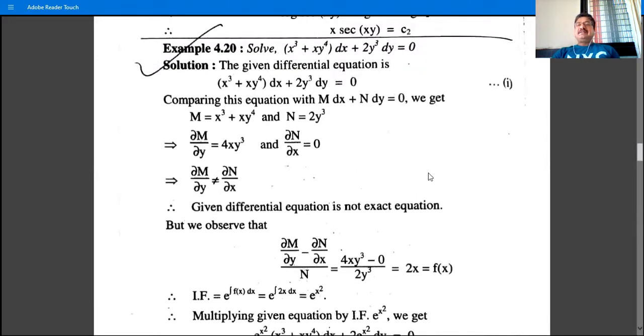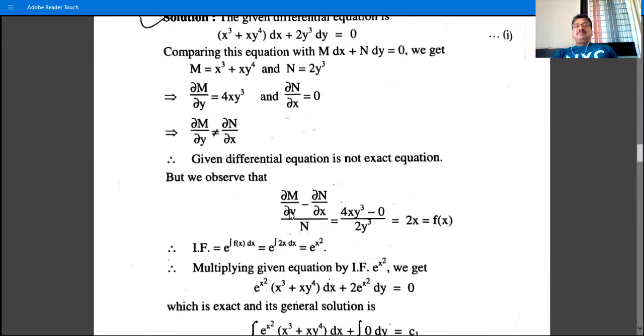There are 6 methods, so I apply them one by one. Apply the 5 rules first. First find dM by dy and dN by dx, and if these two are not equal, then we have to find the integrating factor by using one of the 6 methods. If dM by dy minus dN by dx divided by N is a function of x alone, then e raised to integration f(x) dx is its integrating factor. If dN by dx minus dM by dy divided by M is a function of y alone, then e raised to integration f(y) dy is its integrating factor.